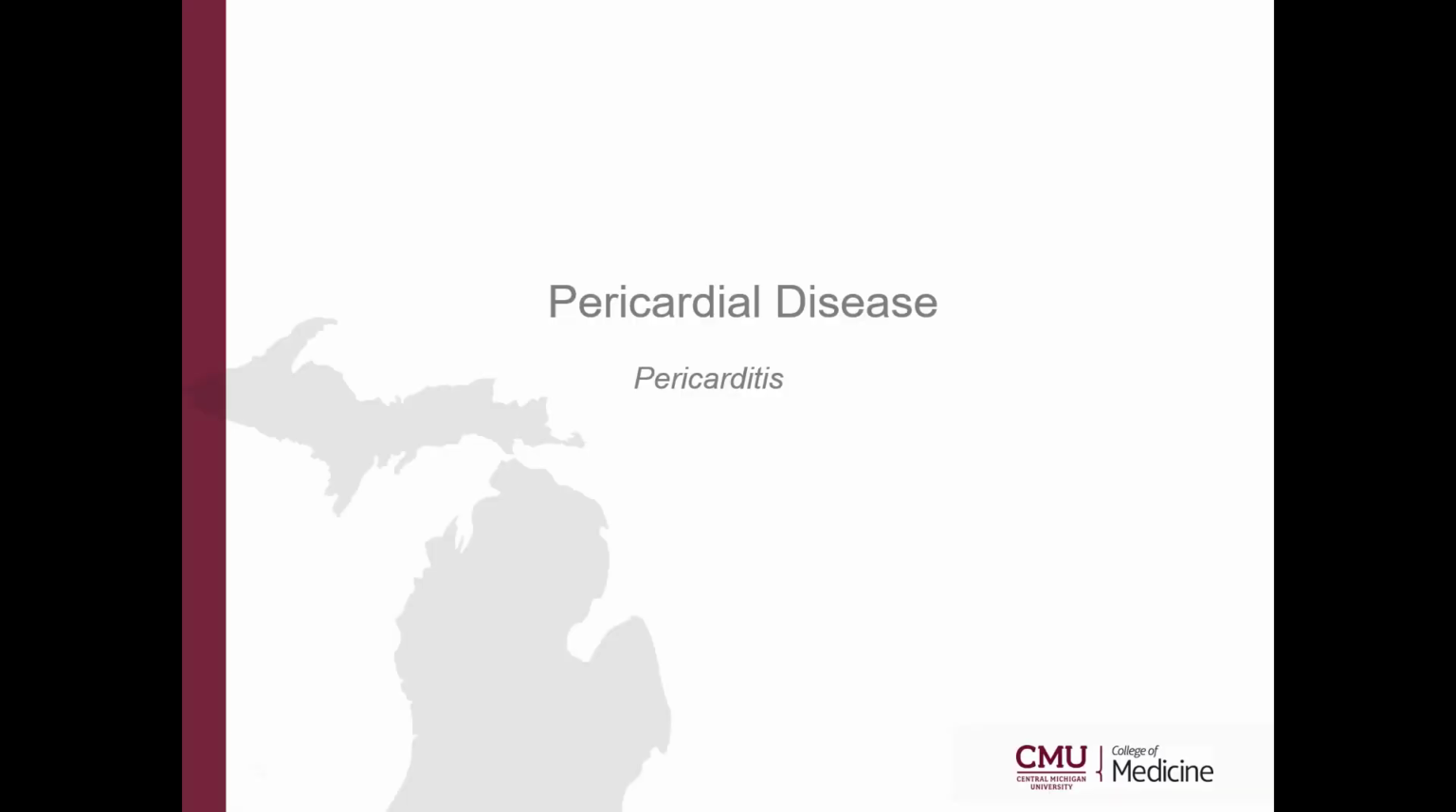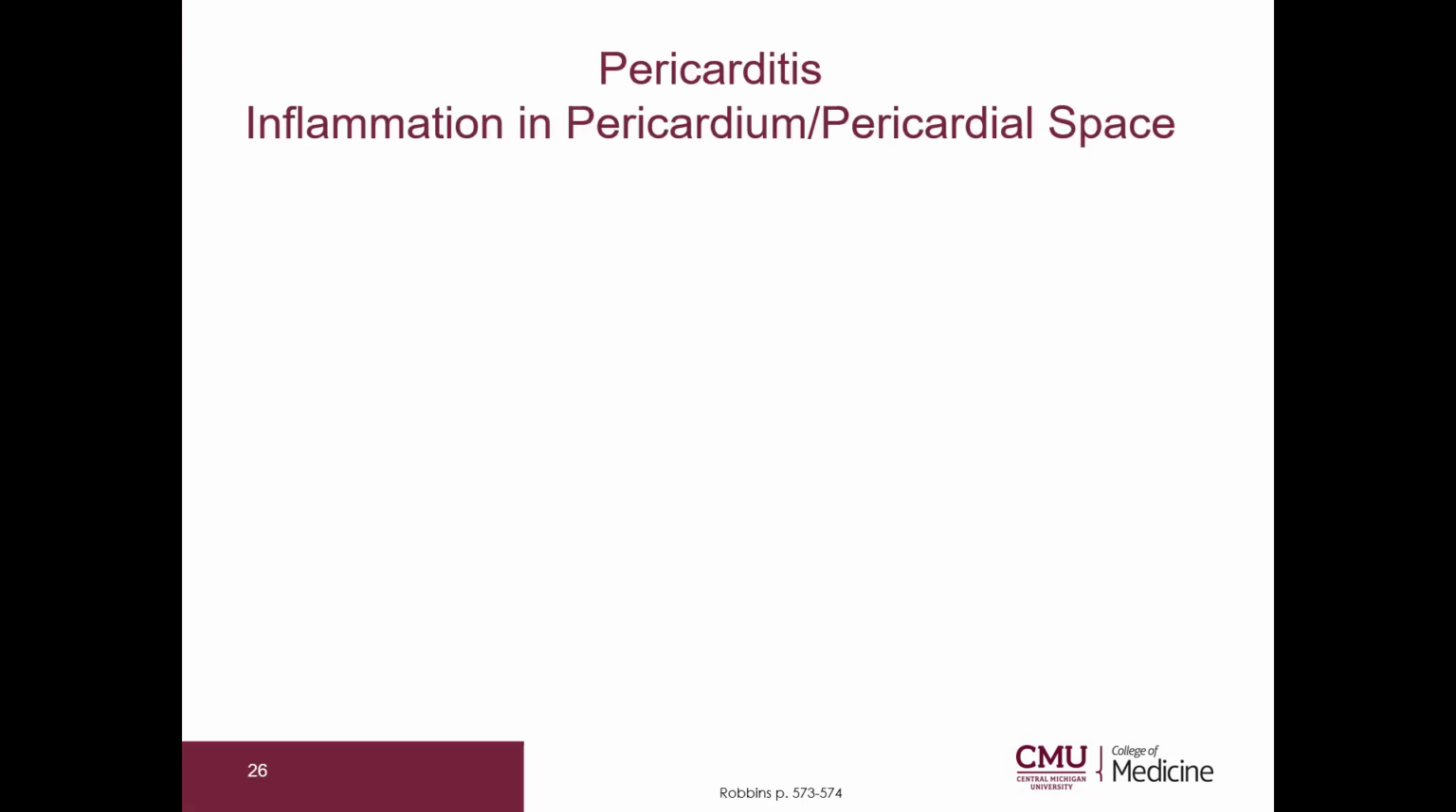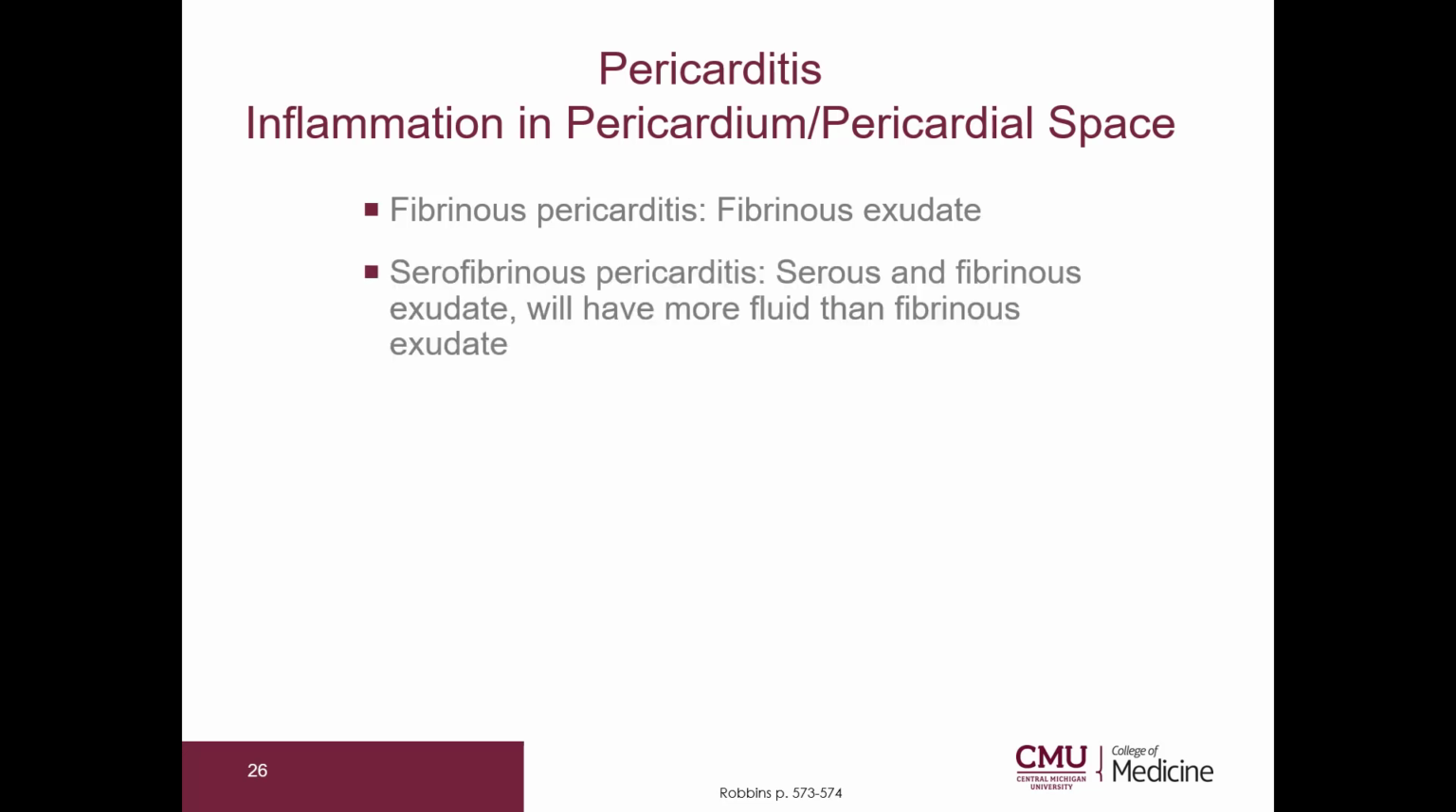Let's discuss pericardial disease. Pericarditis means inflammation in the pericardium or pericardial space. Fibrinous pericarditis is characterized by a fibrinous exudate. Serofibrinous pericarditis is characterized by a serous and fibrinous exudate and will have more fluid than fibrinous exudate. Hemorrhagic pericarditis will have fibrin and blood.